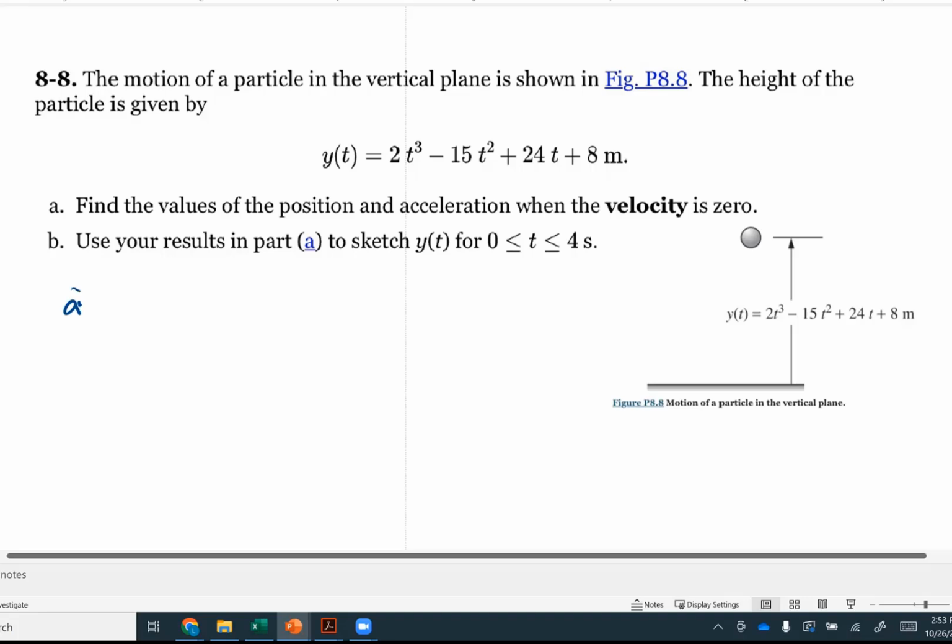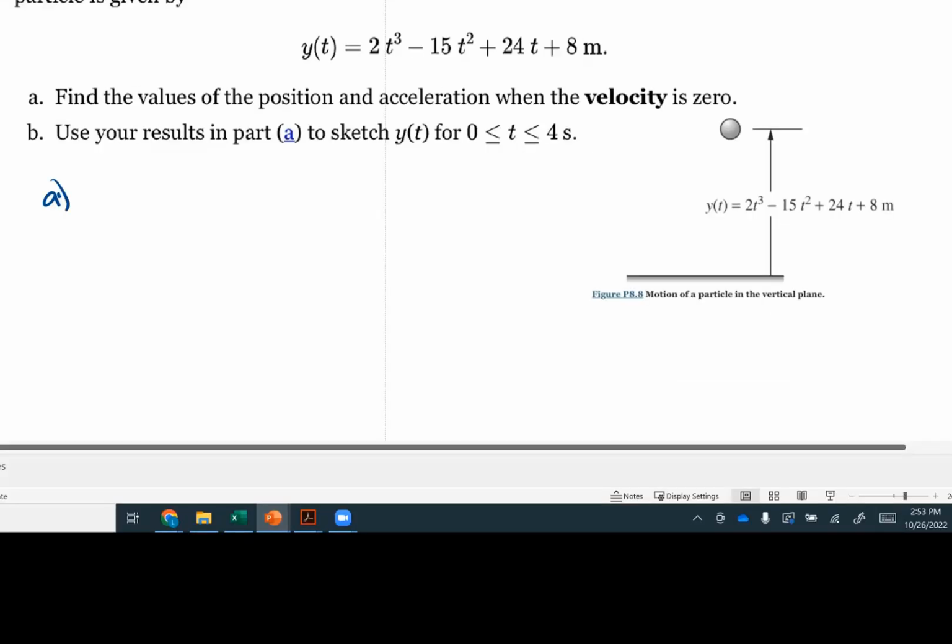It says for part A, find the values of the position and acceleration when the velocity is 0. First thing we have to do is find out when the velocity is 0. How do I find when the velocity equals 0? I take my first derivative. Remember, the derivative of the position is the velocity.